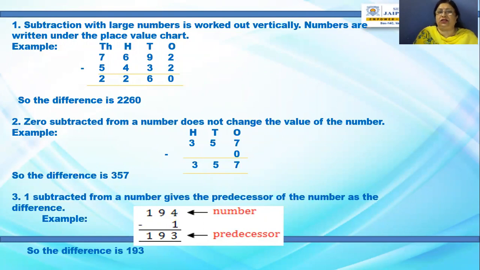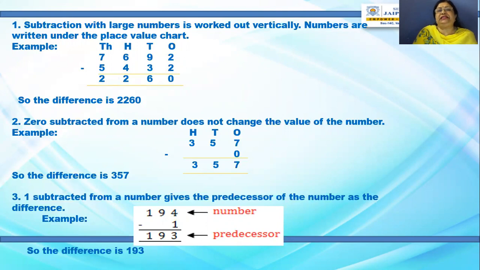You have to write down under TH, H, T, O and then you can subtract. For example, here are two numbers. The bigger number is 7,692 and from that number we have to subtract 5,432. So we are going to write down under the place value chart. We are going to write down TH for thousands, H for hundreds, T for tens, and O for ones. And then we are going to write down the bigger number on the top.